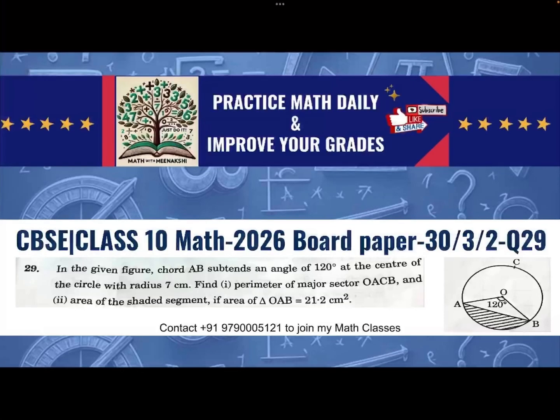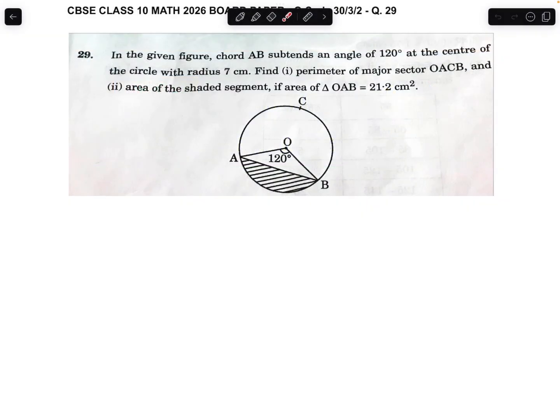Hello all, in this video I'm going to solve question number 29 from CBSE class 10 standard math 2026 board paper. The question paper code is 30/3/2. Question 29 says, in the given figure, chord AB subtends an angle of 120 degrees at the center of the circle with radius 7 centimeter. Find the perimeter of the major sector OACB.